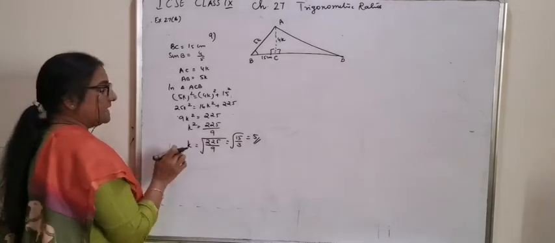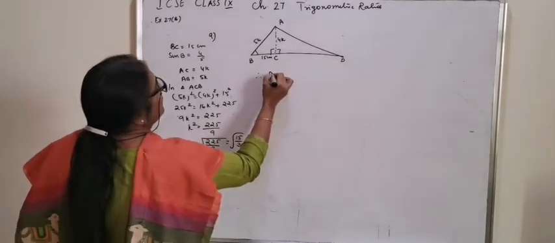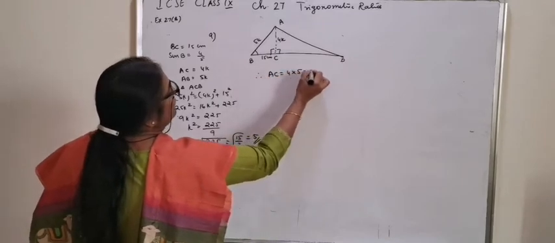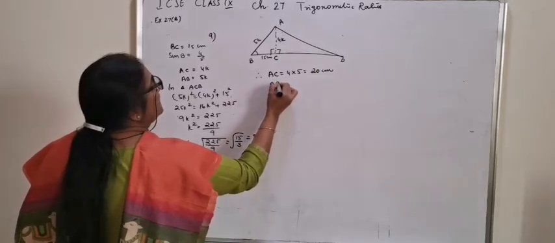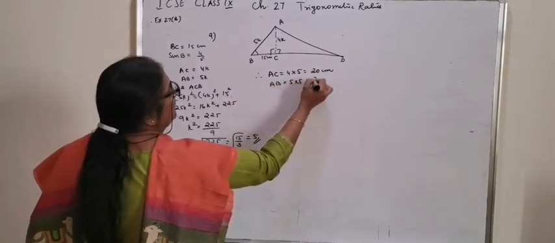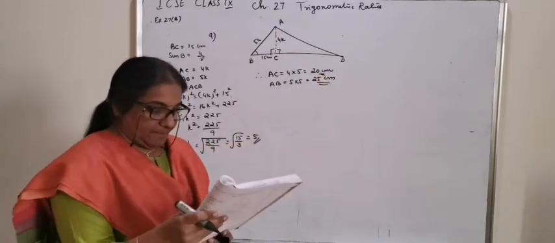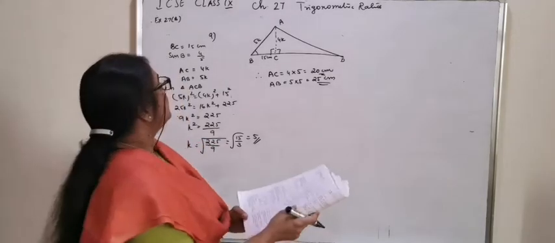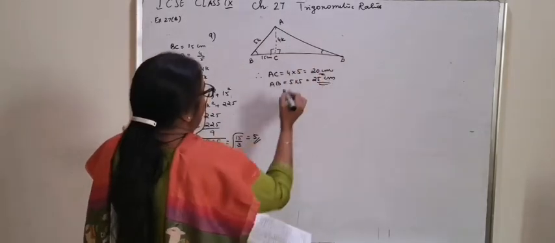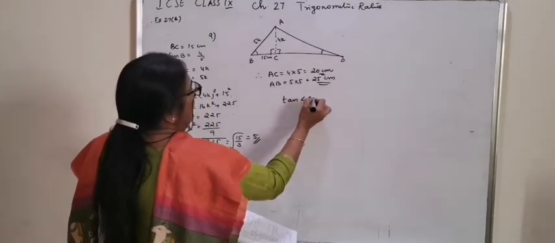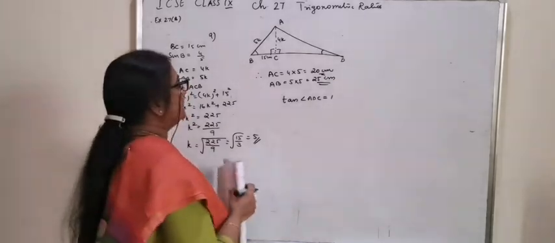Easily you can understand the value of K as 5. Therefore, AC length is 4 into 5, 20 centimeter, and AB length is 5 into 5, 25 centimeter. That is the first part. Second part. Now, if tan angle ADC is equal to 1, calculate the measure of CD and AD.